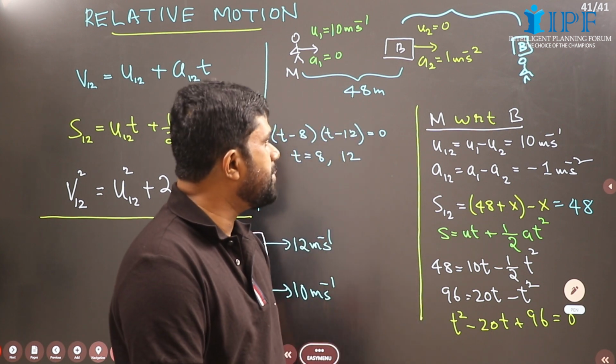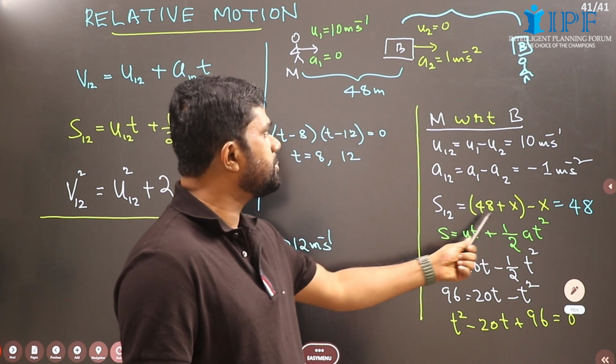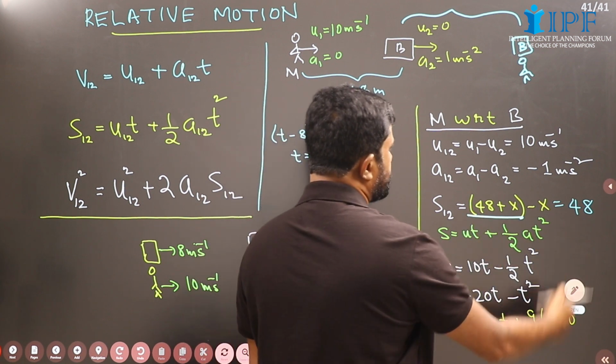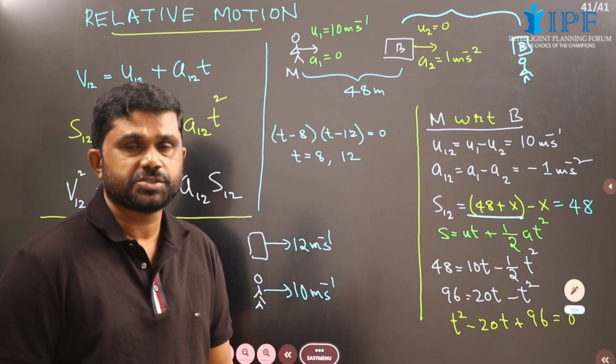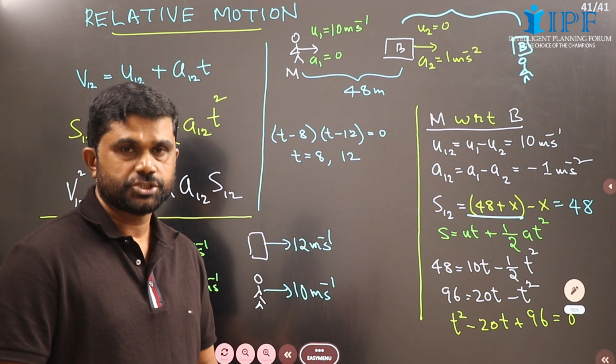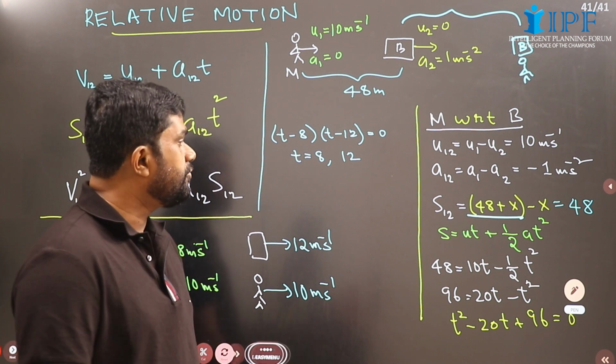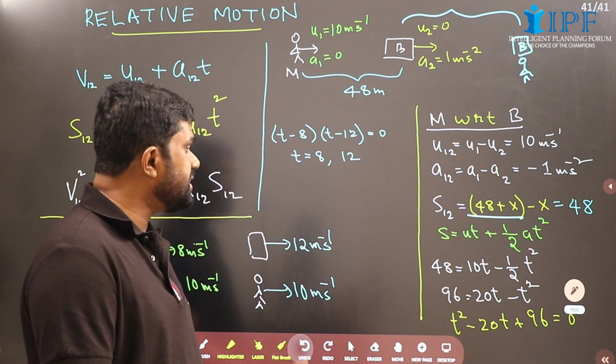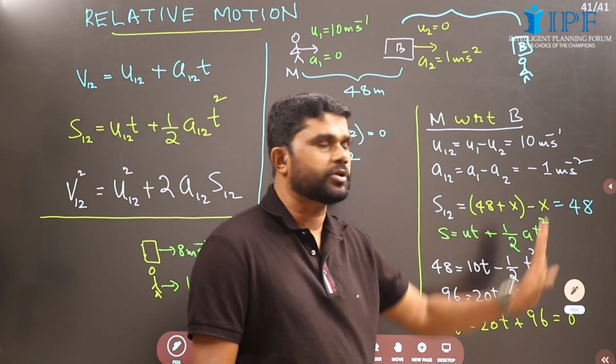What is the displacement of the man here? It is 48 plus x. And what is the displacement of the bus? It is x. So the relative displacement will be 48 plus x minus x, that is equal to 48.